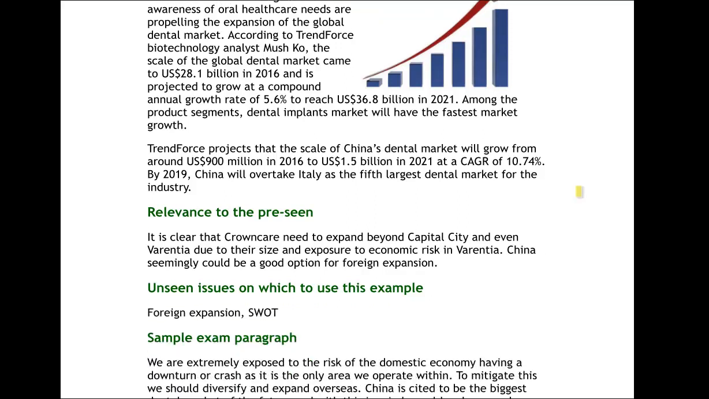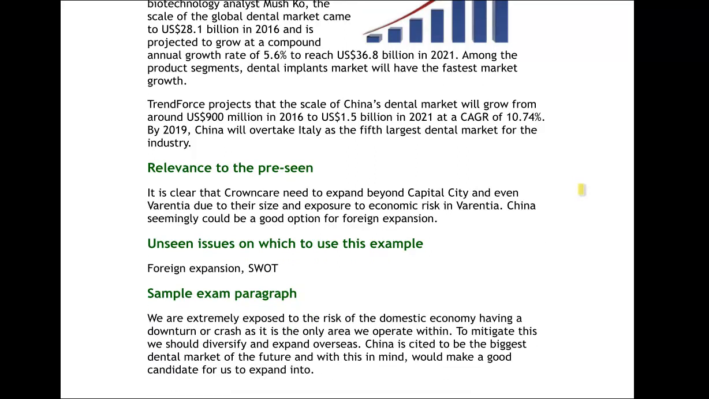For example, we are extremely exposed to the risk of the domestic economy having a downturn or crash, as it is the only geography we operate within. To mitigate this, we should diversify and expand overseas. China is cited to be the biggest dental market of the future, and you could add in here, in this little section, that we're set to see the dental market globally increase, but in China it is the biggest dental market of the future, and with this in mind, it would make a good candidate for us to expand into.